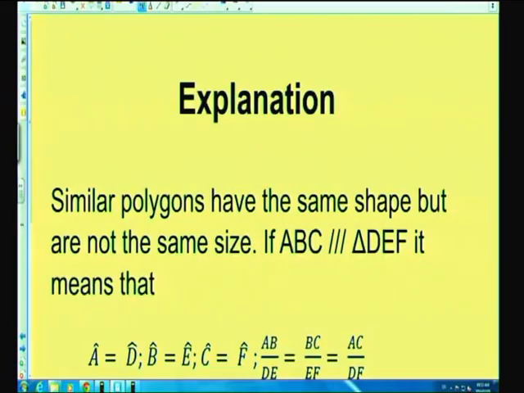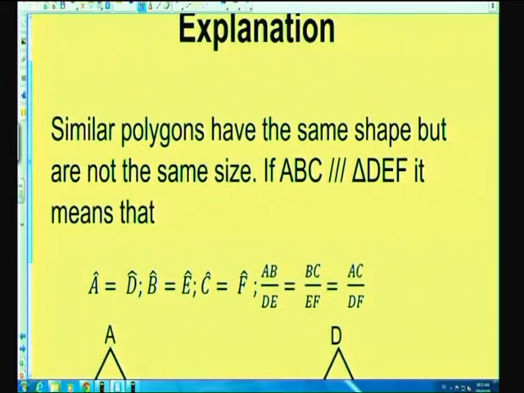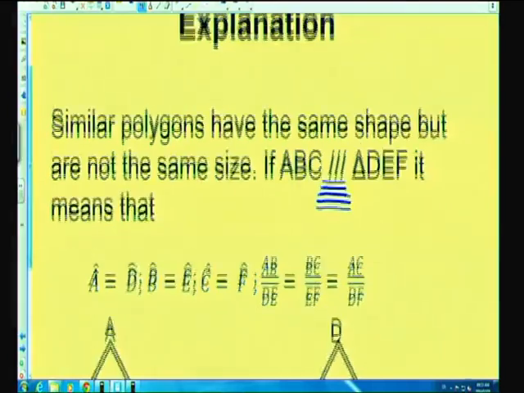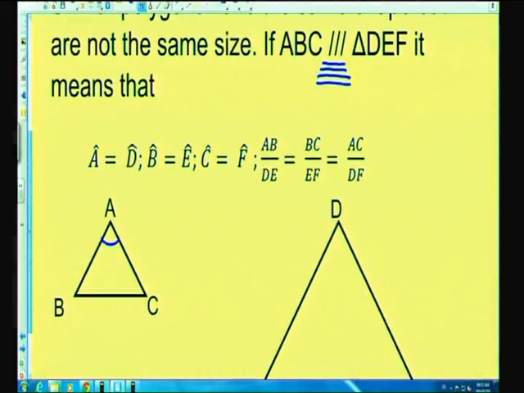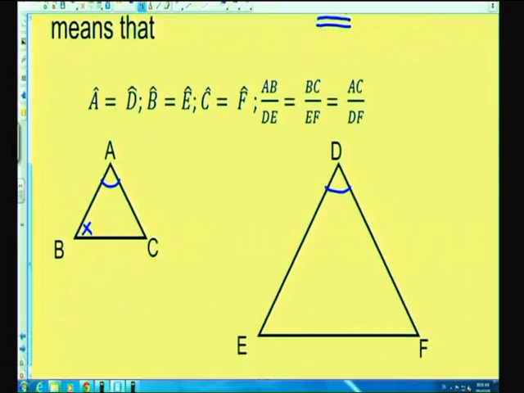Let's have a look at the theorem. It says here similar polygons have the same shape but are not the same size. That is what we've been discussing. If triangle ABC is similar, and that sign I've just put in there means similar to, triangle DEF, it means that angle A equals angle D, angle B equals angle E, and angle C equals angle F. So you see how I'm saying these corresponding angles are equal positioning-wise.